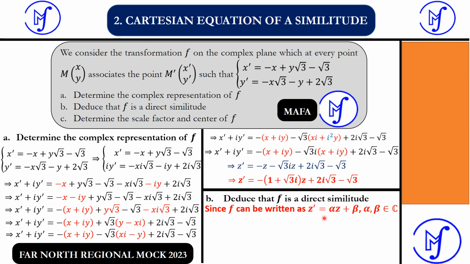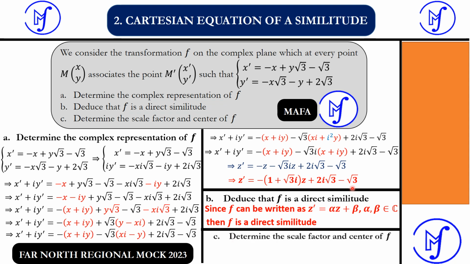Since our f can be written in the form z prime equal to alpha z plus beta, where alpha and beta are complex numbers, then it is a direct similitude. As you can see, our alpha is negative into 1 plus root 3i, and our beta is 2i root 3 minus root 3. Lastly, we need to determine the scale factor and the center of the transformation. So I'm going to determine the scale factor and you are going to determine the center. So the scale factor is simply the modulus of the complex number negative into 1 plus root 3i, which gives us 2 if you do it correctly, and the center is simply the invariant point. And you know, at the invariant point, the transformation maps the point onto itself. So once you determine the invariant point, it automatically becomes the center of the transformation.